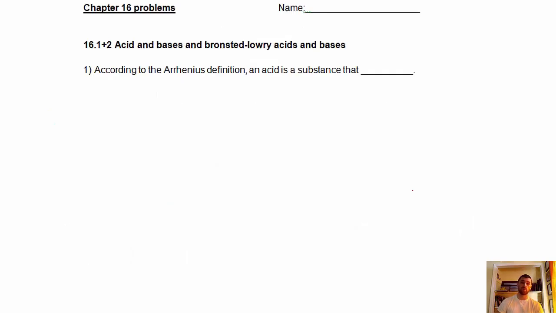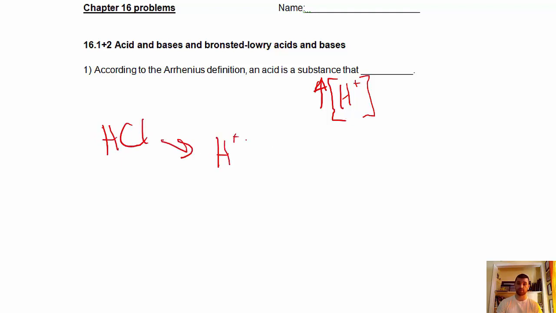All right, so let's start with number 1. It says, according to the Arrhenius definition, an acid is a substance that blanks. So what an Arrhenius definition says about acid is anything that increases the concentration of the H plus ion. So things like HCl would be an acid because when they dissolve in water, they break apart to give you more H pluses as well as an anion. So anything that causes H plus to increase would be an acid.